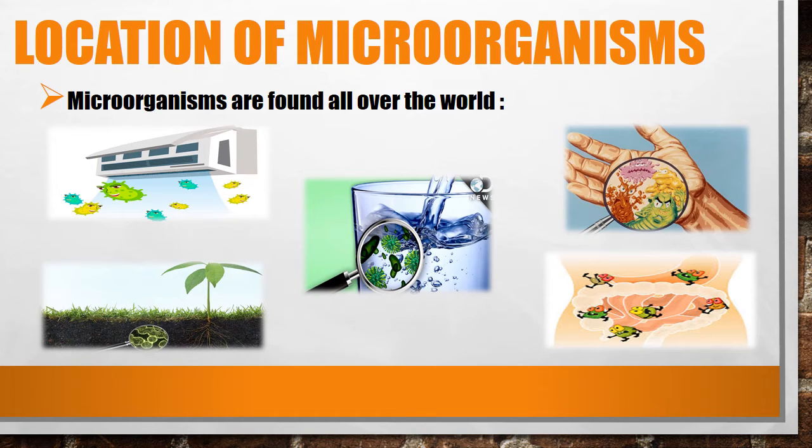Location of microorganisms. Now I will tell you about some of the most common locations of microorganisms. Here in this picture you can see that microorganisms are present in the air and they can spread when the air moves. Some microorganisms are also present in the soil. Some are present in the water and they cause waterborne diseases. Some are also present on your body, like on your hands, and some microorganisms are present inside your body. So these are the 5 common locations where microorganisms are found.